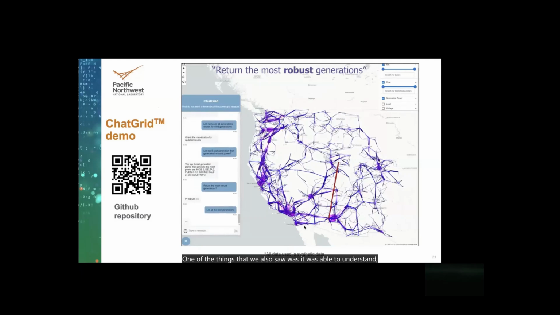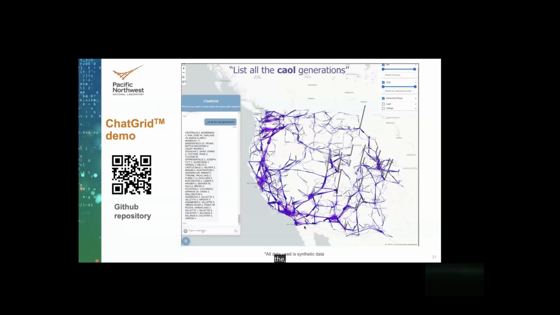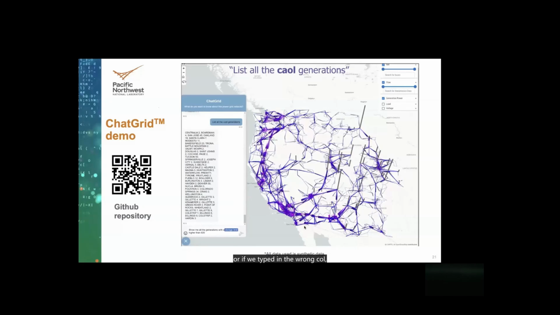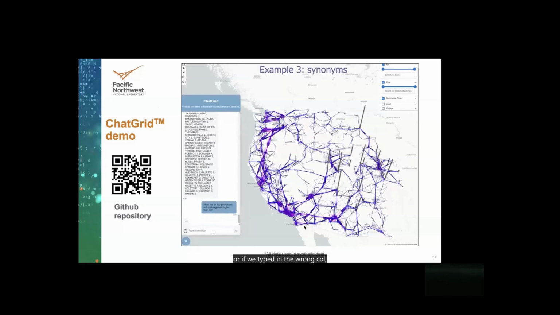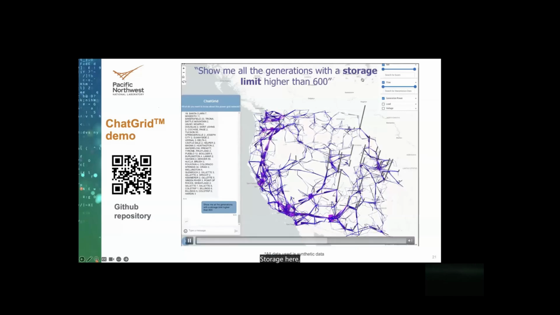One of the things that we also saw was it was able to understand spelling errors, as well as similar words. When we asked for robust generation, it was able to understand that we are actually asking for the generator with the most capacity. If we typed in the wrong coal, CAOL, it was able to handle that. Storage here again means capacity, so it used synonyms.